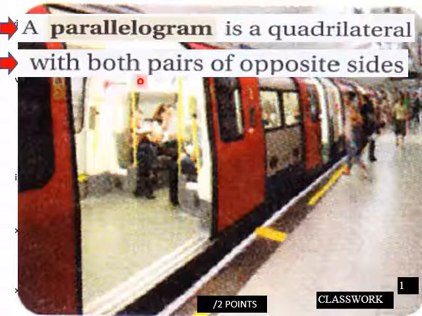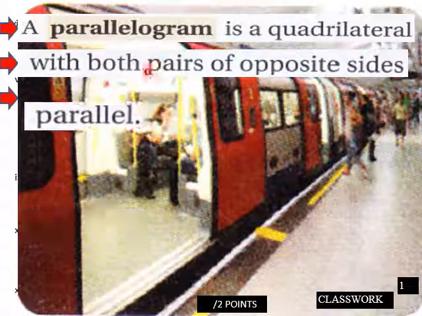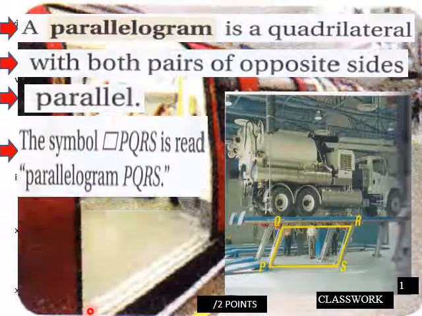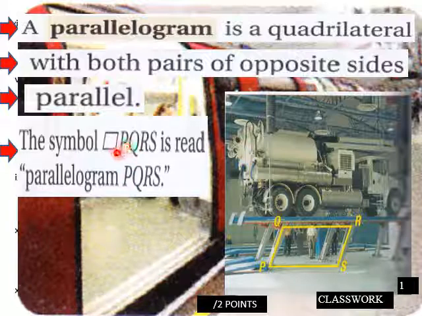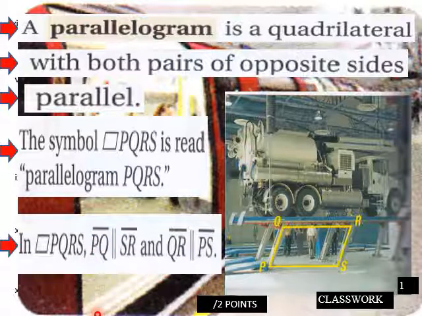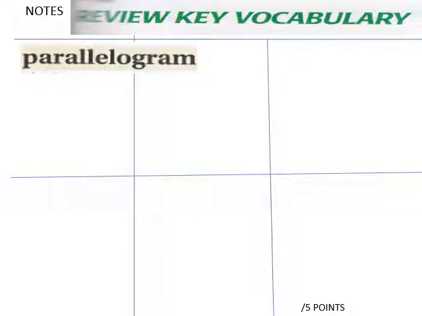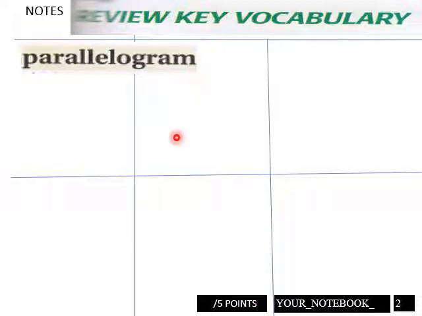Okay, a parallelogram is a quadrilateral with both pairs of opposite sides parallel. So the symbol for parallelogram PQRS is here. In parallelogram PQRS, PQ is parallel to SR. Students, in your own words, define parallelogram.